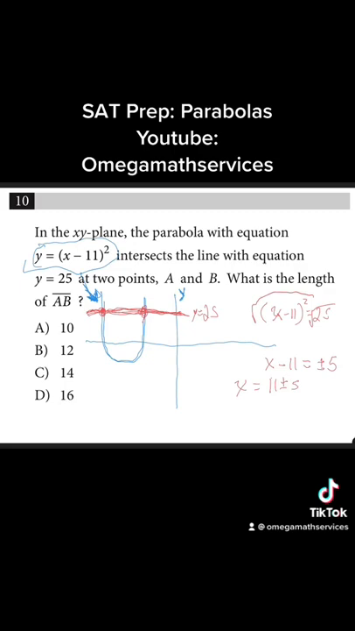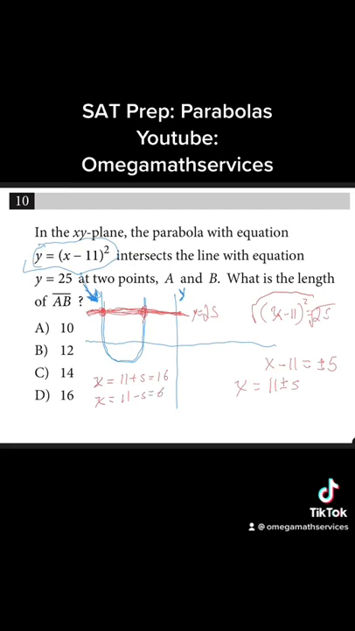Don't get too intimidated by the plus or minus signs. All it means is we're going to have two answers. We're going to have x equals 11 plus 5, which in this case is 16. Or we're going to get a second answer, which is 11 minus 5, which in this case is 6.